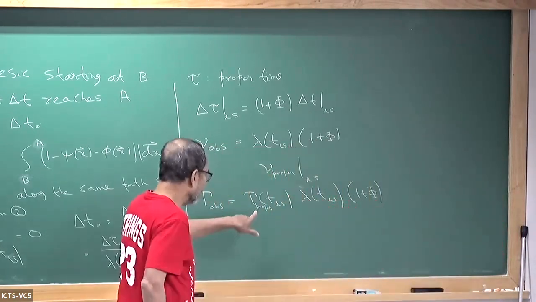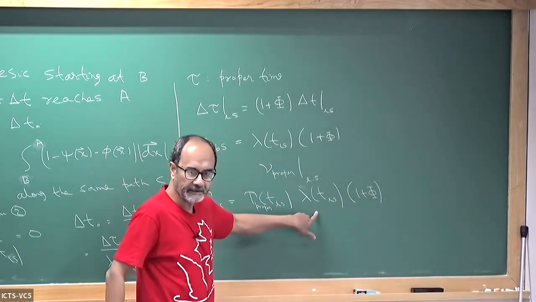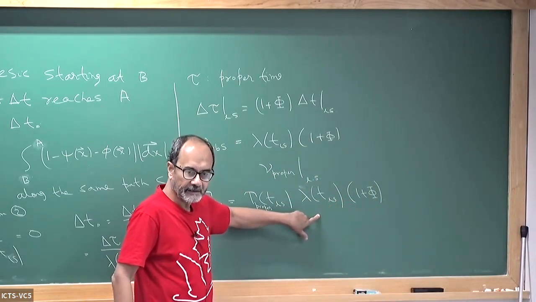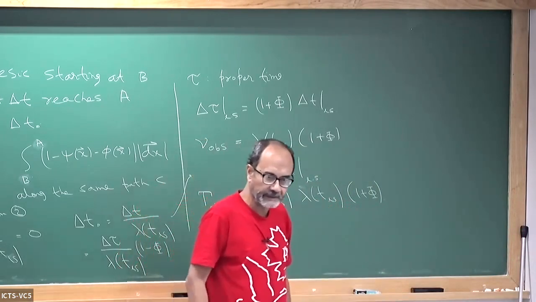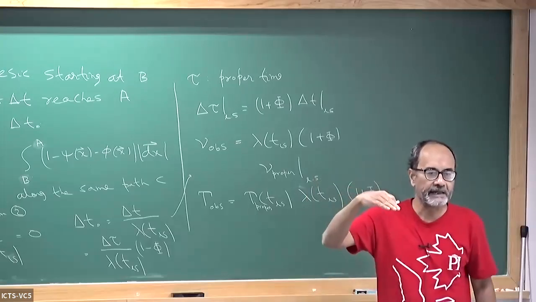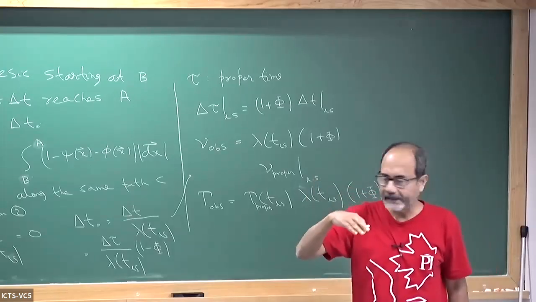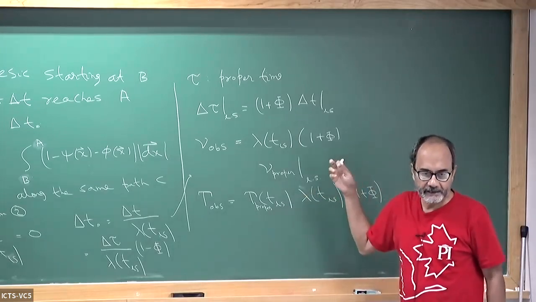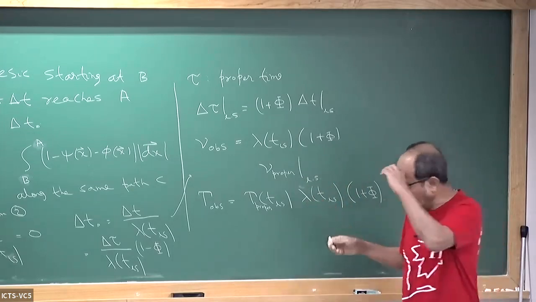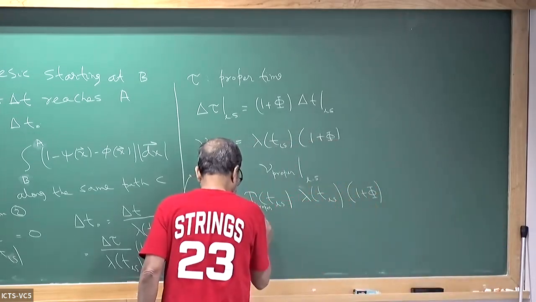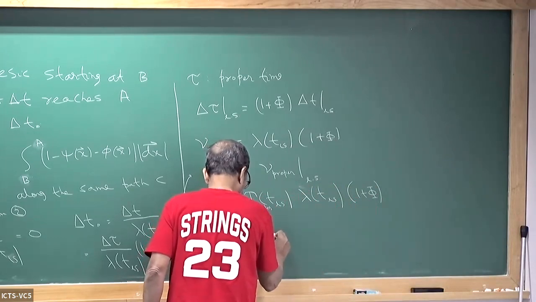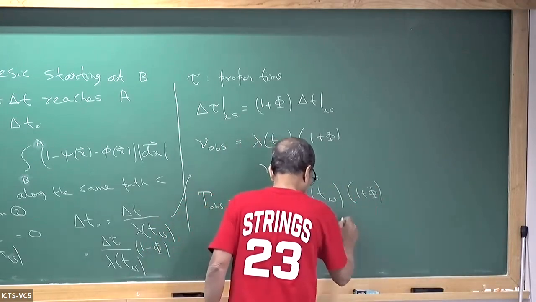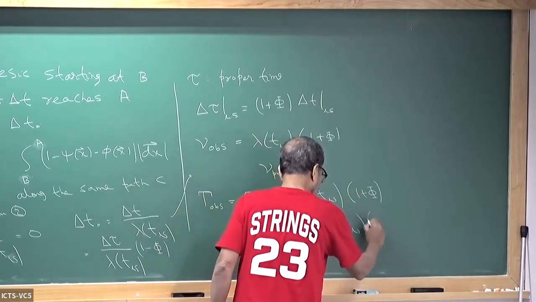Fortunately, the combination that appears here, this product, is time independent, because T goes as 1 over lambda. So suppose the last scattering surface was a little later, then T would have fallen, but lambda would have increased, keeping this product fixed. So using that, I can replace it by T proper at TLS bar, the average time, times lambda TLS bar times 1 plus phi.